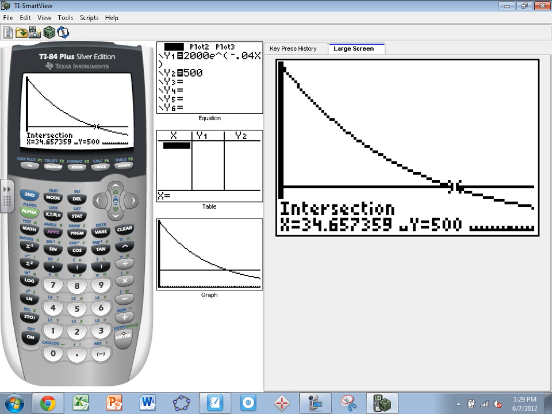So we don't know if this is months, days, or years, because it wasn't given in the problem. We don't know what the units will be. We could just say 34.65 or 66 time units.